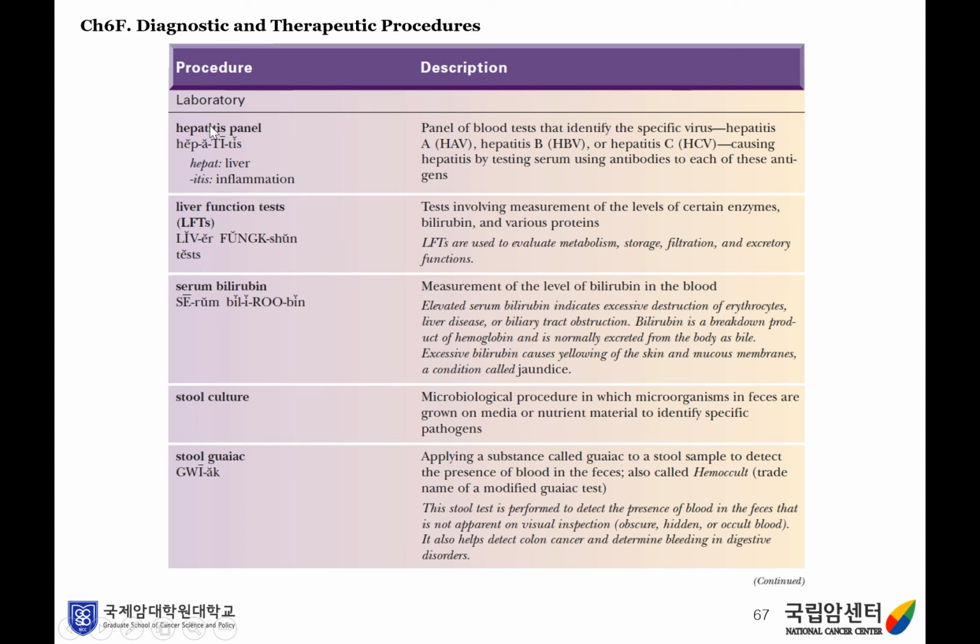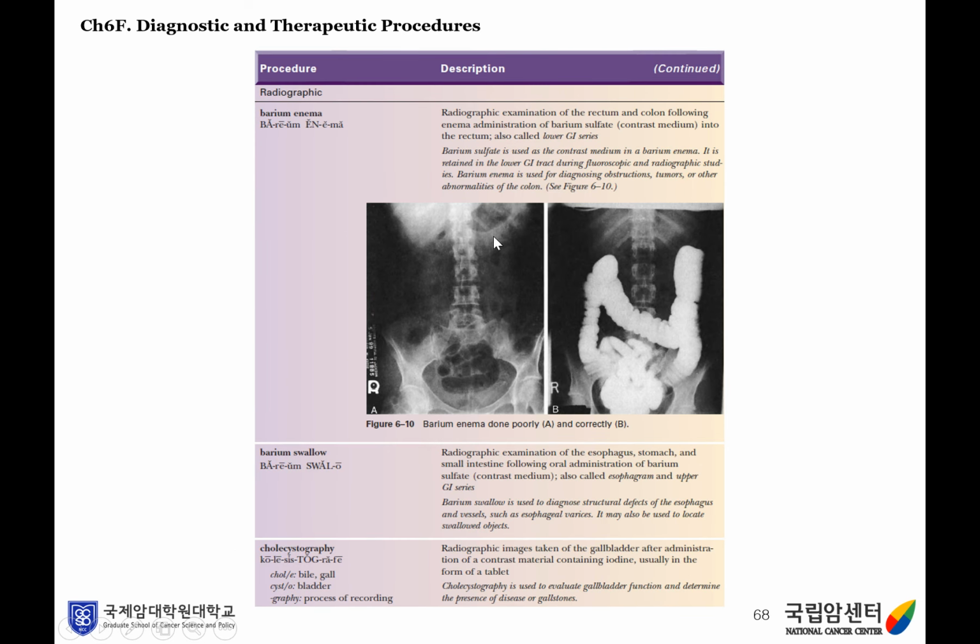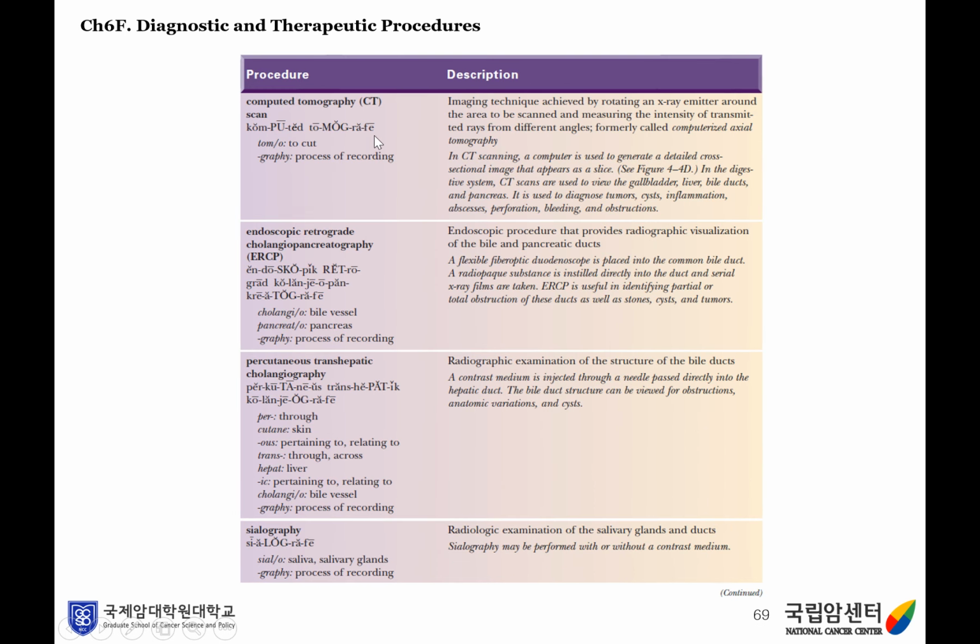Laboratory hepatitis panel. This is a panel of blood tests that identify the specific virus, hepatitis A, B, or C. Liver function test, abbreviation is LFT. Tests involving measurement of the levels of certain enzymes, bilirubin, and various proteins for liver function. Serum bilirubin, stool culture, stool guaiac. This shows the barium enema, barium swallow, cholecystography.